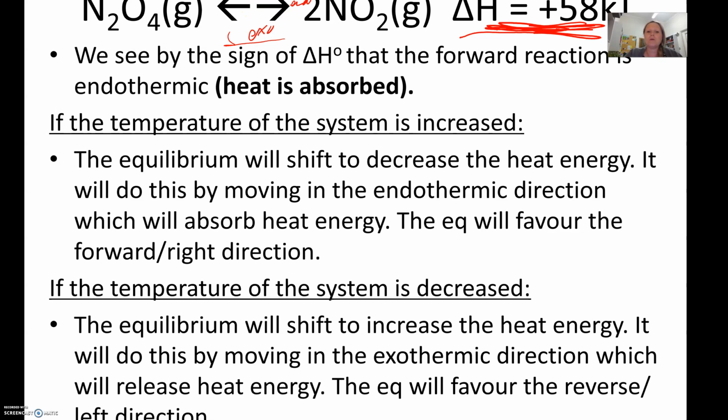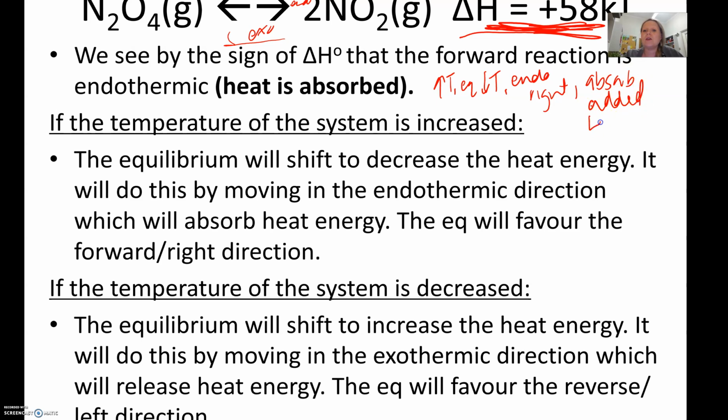Okay, so what happens if the temperature of this system is increased? So if we increase the temperature, remember the equilibrium will do the direct opposite. So the equilibrium will shift to decrease the temperature. And how will it decrease the temperature? It'll shift in the endothermic direction, and in this case that means the right, and it'll do this because this will absorb the added heat energy.